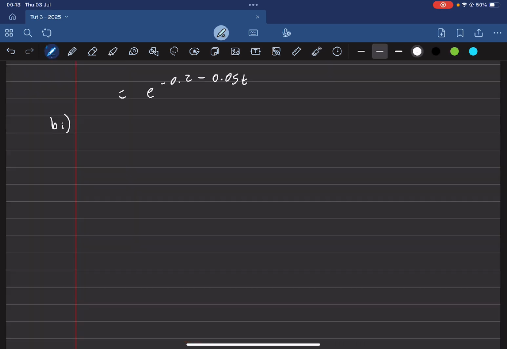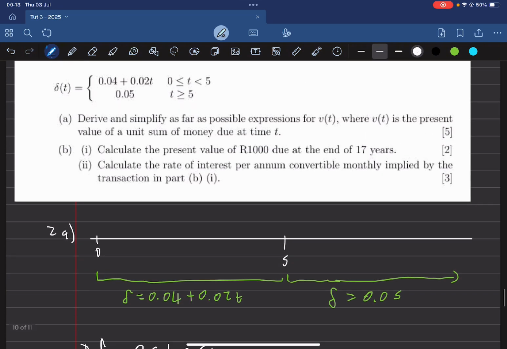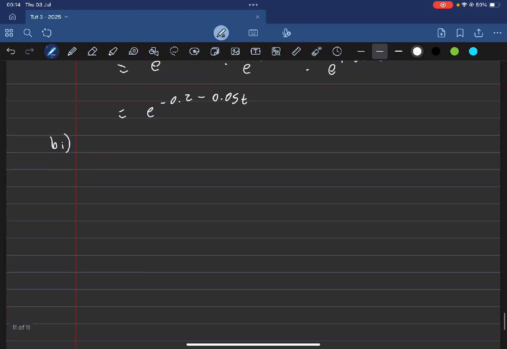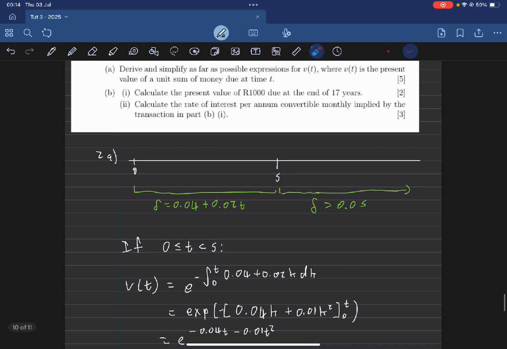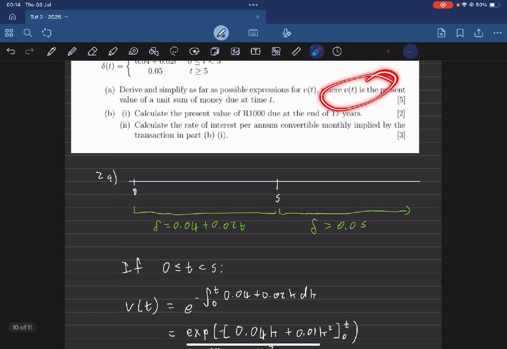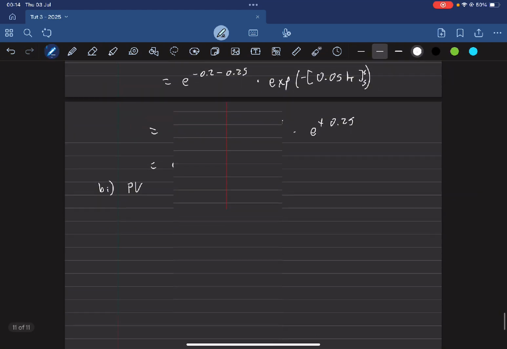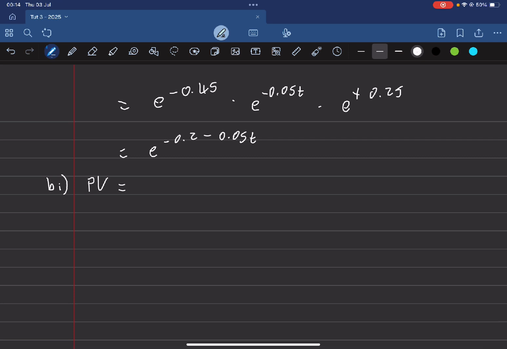Okay, let's have a look at B now. B says calculate the present value of 1,000 Rand due at the end of 17 years. Okay, so we want the present value of 1,000 Rand due after 17 years. And the great thing is, in the previous question we worked out the present value of 1 Rand at any time. So all we have to do is multiply that thing that we just worked out by 1,000 because we're doing it for 1,000 Rand. So we're going to do 1,000 Rand times V of 17.